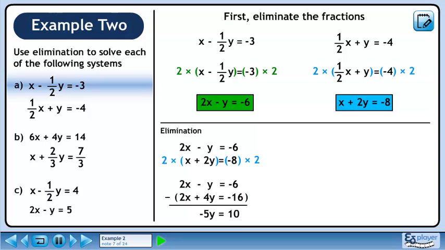2x minus 2x is 0, minus y minus 4y is minus 5y, and minus 6 minus minus 16 is positive 10. Divide both sides of the resulting equation by minus 5 to get y equals minus 2.